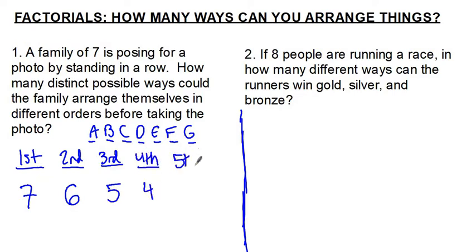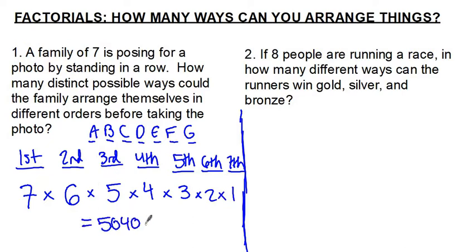In the fifth position, there are 3 children left to stand there. Sixth position, there's only 2 left. And the seventh position, we have only 1 left. And if we multiply all of those numbers together, that will give us the total number of ways. That turns out to be a massive number, which is actually 5,040.